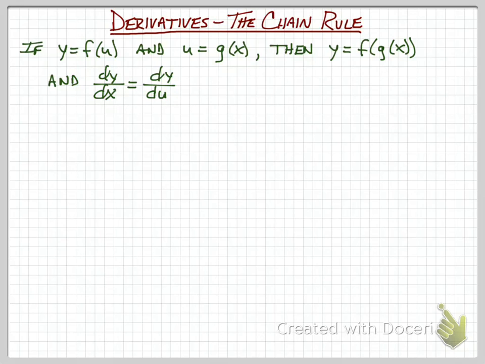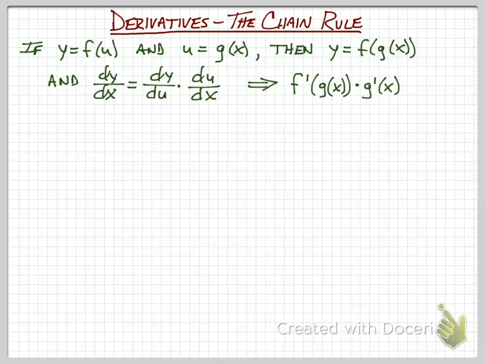So we're finding the derivative of y with respect to u. That's kind of our first layer. But then we need to also find the derivative of u with respect to x. So we're kind of digging down to get to our x. And we could also write this as f prime of g of x times g prime of x. So that's what this dy over du times du over dx is saying.